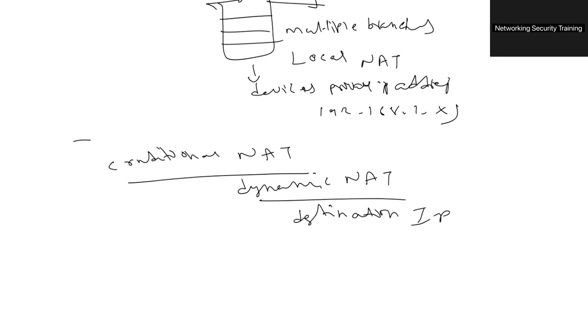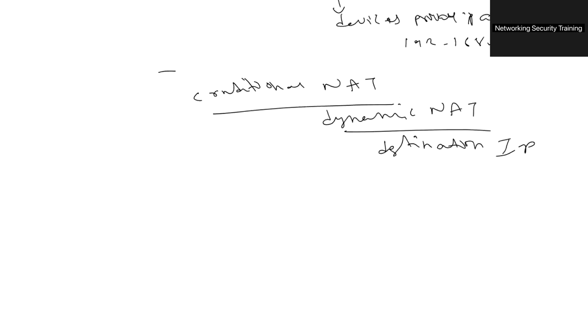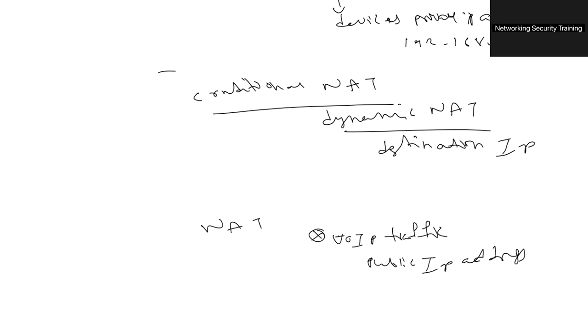For example, a router using voice over IP can send traffic through a different public IP address, while generally web traffic goes through another, depending on the types of services being accessed. This is conditional NAT.